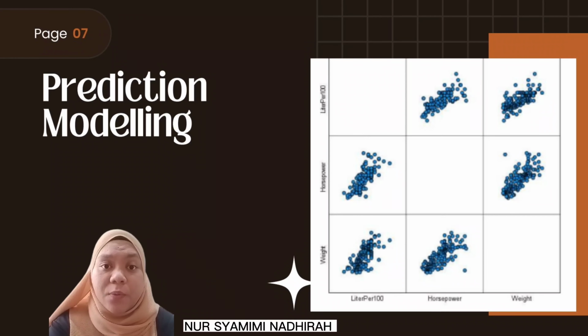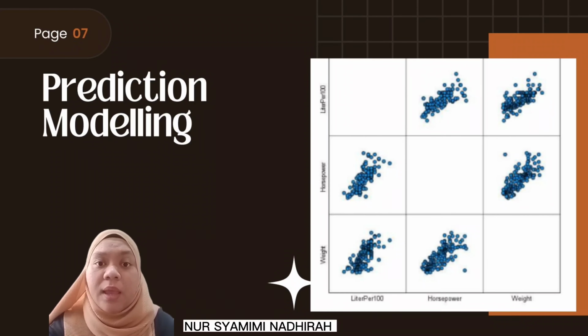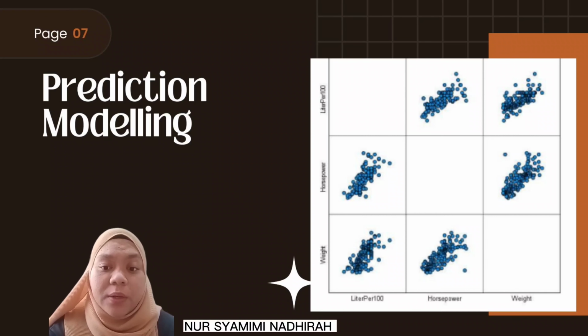Horsepower correlates highly with liter per 100 and weight. There are no significant correlations between horsepower with liter per 100 and weight. Weight correlates highly with liter per 100 and horsepower. There are no significant correlations between weight with liter per 100 and horsepower.